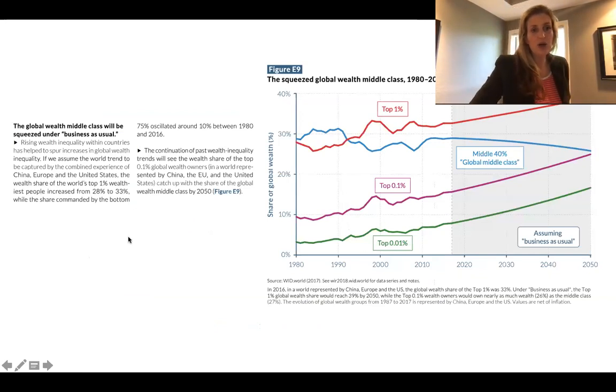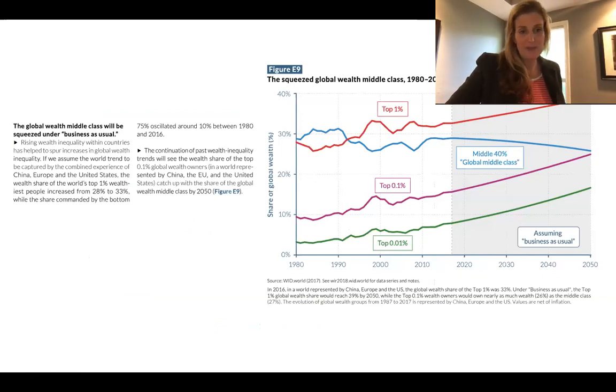The global wealth middle class will be squeezed under business as usual. This most likely involves you. Remember that 90% of people in America fall within what is considered the global middle class. Rising wealth inequality within countries has helped spur increases in global wealth inequality.